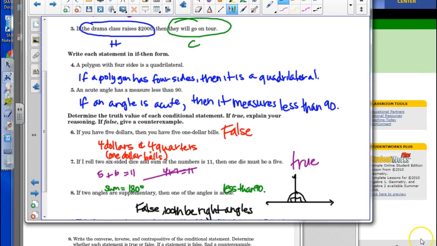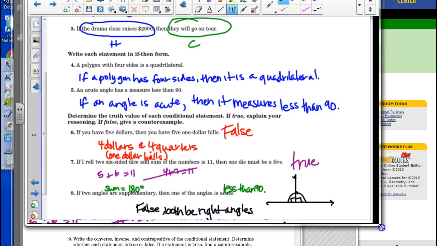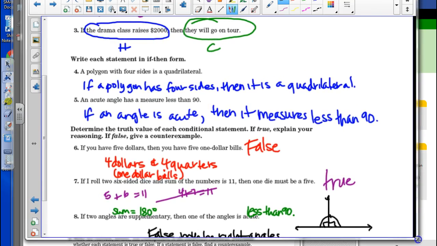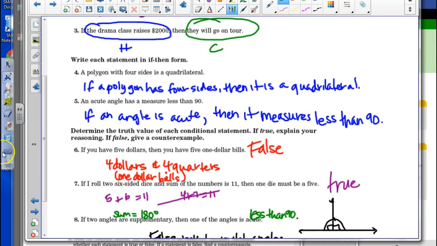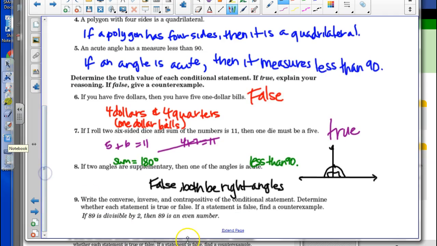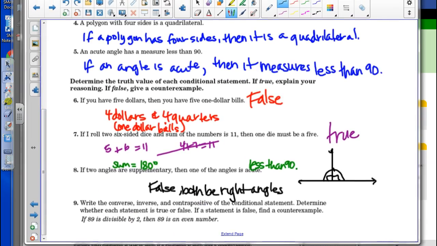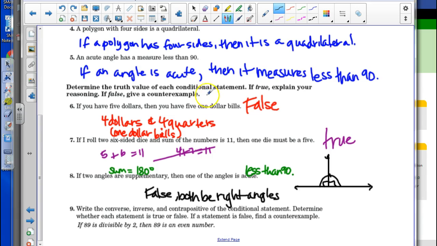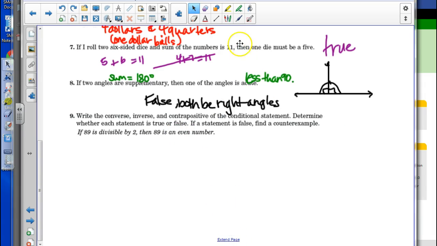So my last question for you, let me see if I can get this to go here. My last question for you here is number 9. Write the converse, inverse, and contrapositive of the conditional statement. Determine whether the statement is true or false. If it is false, find a counterexample. If 89 is divisible by 2, then 89 is an even number.